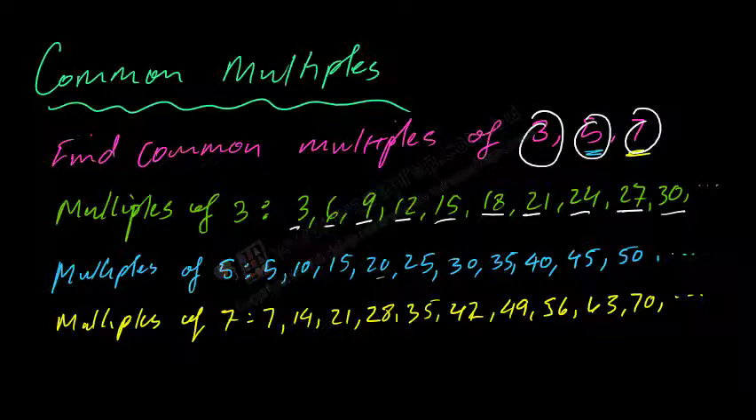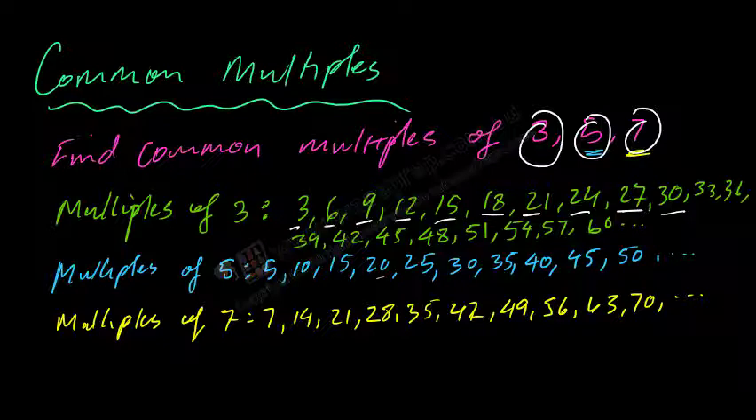Let's start with the multiples of 3 and see what else we have: 33, 36, 39, 42, 45, 48, 51, 54, 57, 60, and so on. Let's see if there are any common numbers in these extended multiples of 3.